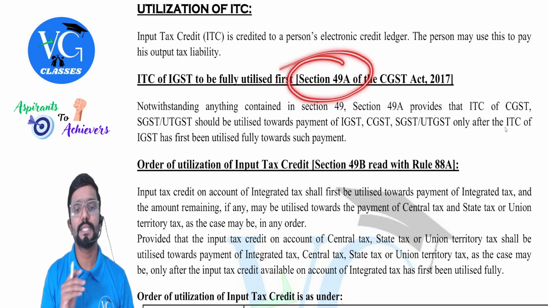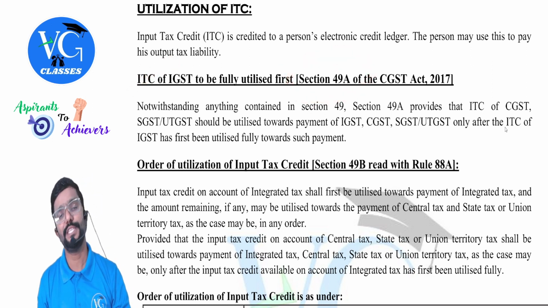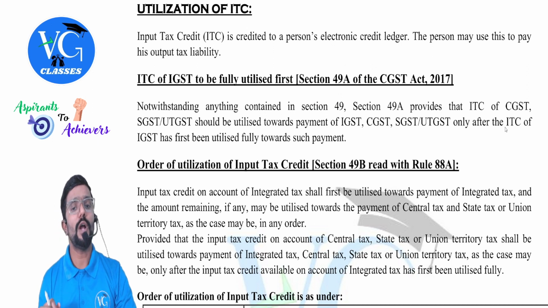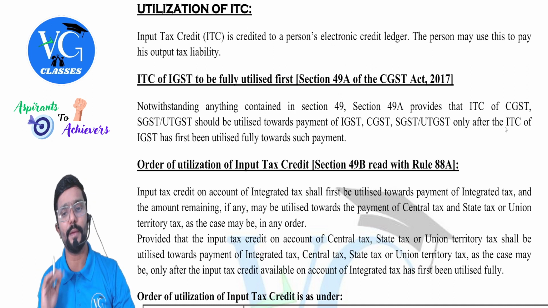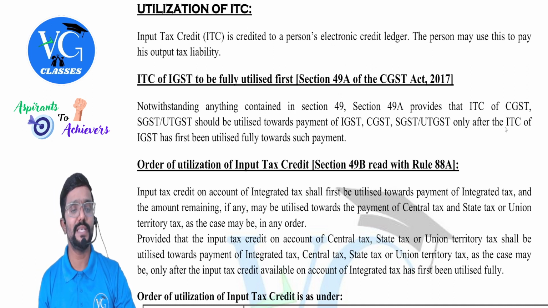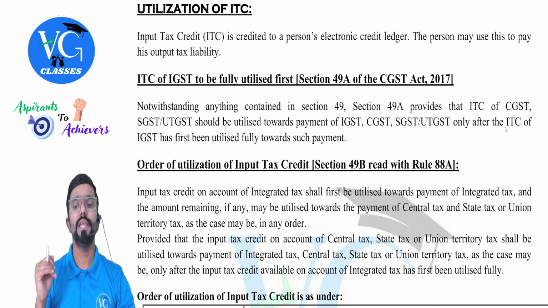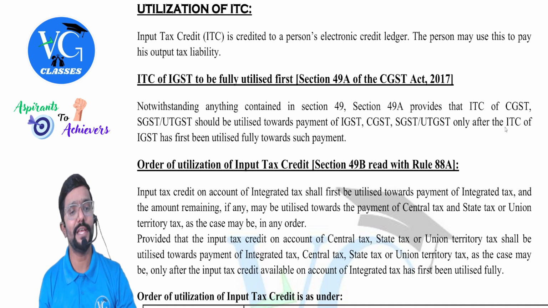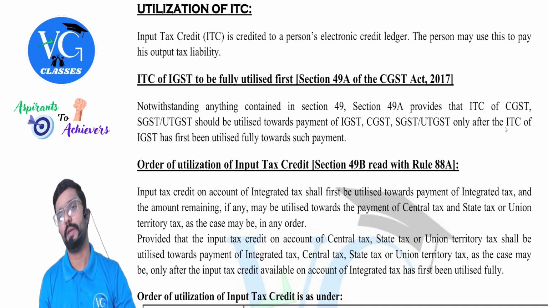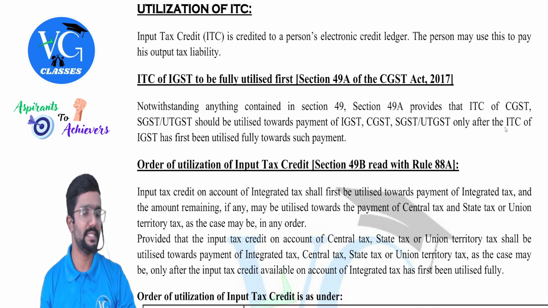Where is it told? Section 49A of the CGST Act. Notwithstanding anything contained in section 49, section 49A provides that ITC of CGST or SGST or UTGST should be utilized towards payment of IGST, CGST, SGST, UTGST only after the ITC of IGST has first been utilized fully towards such payment. Got it? Yes.